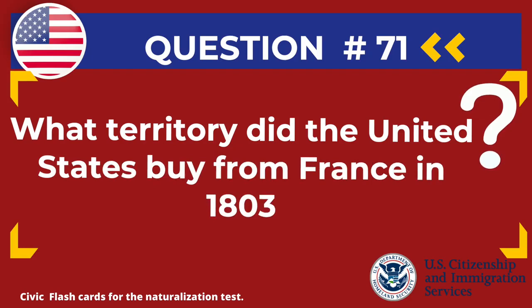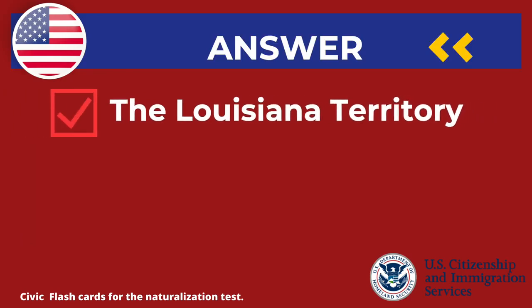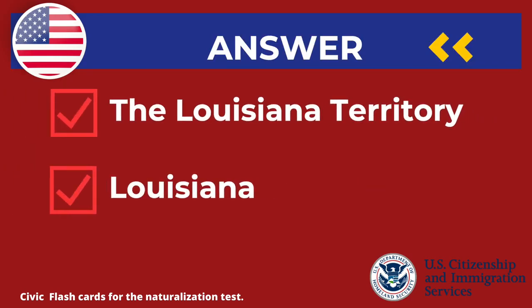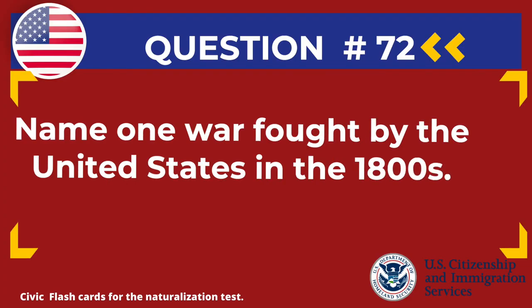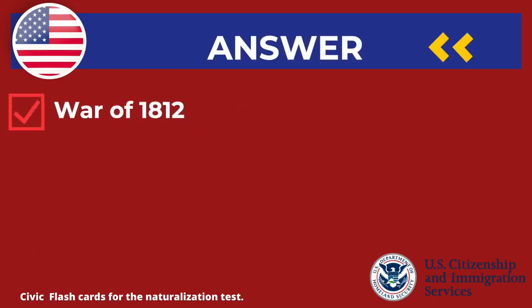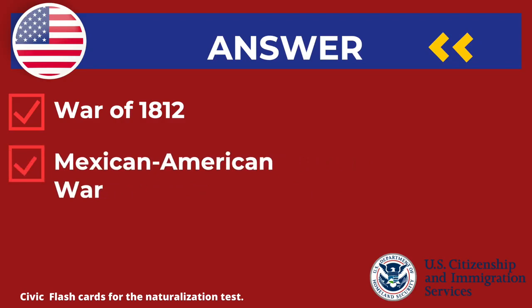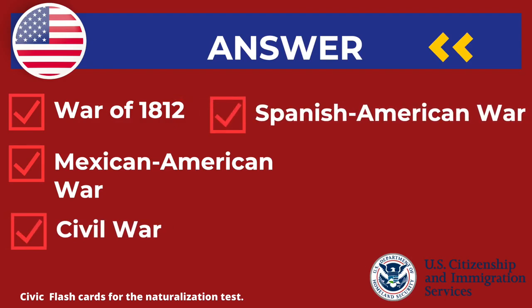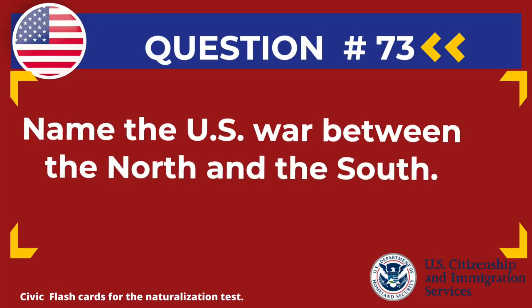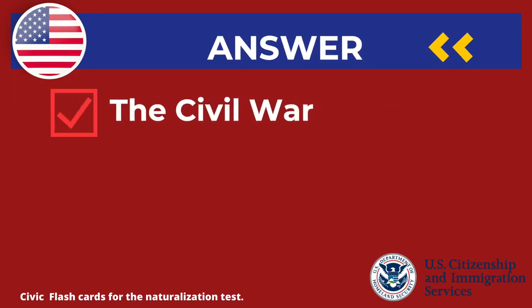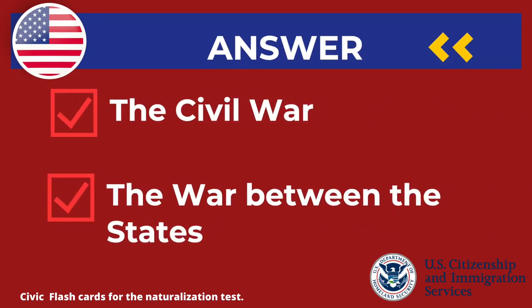What territory did the United States buy from France in 1803? The Louisiana Territory, Louisiana. Name one war fought by the United States in the 1800s. War of 1812. Mexican-American War. Civil War. Spanish-American War. Name the U.S. war between the North and the South. The Civil War. The war between the states.